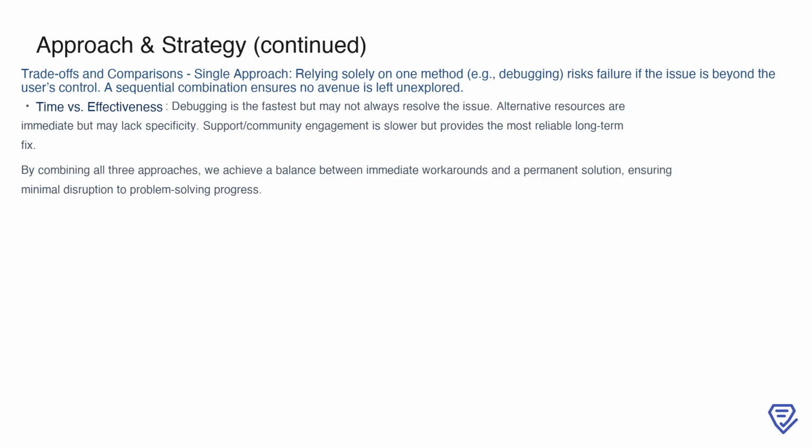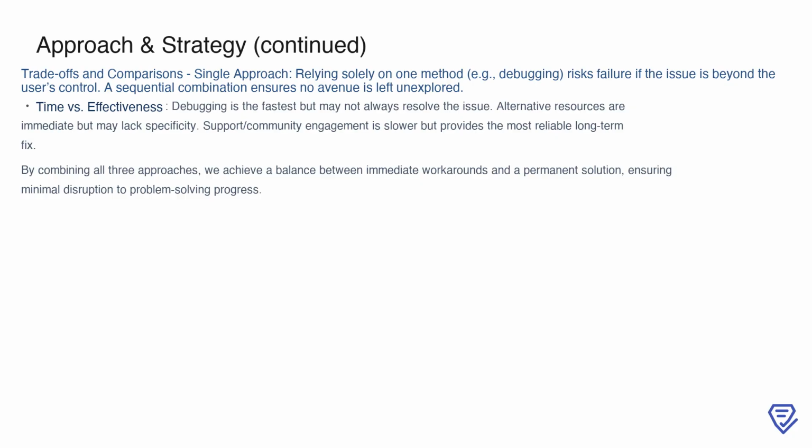First, debugging technical problems allows us to quickly rule out common issues like connectivity or browser settings. If that fails, turning to alternative platforms ensures that we can continue practicing and solving problems without significant delays. Finally, engaging with LeetCode's support team or the broader coding community provides the most reliable long-term solution for resolving access issues. This sequential approach balances the speed of immediate workarounds with the reliability of permanent fixes.